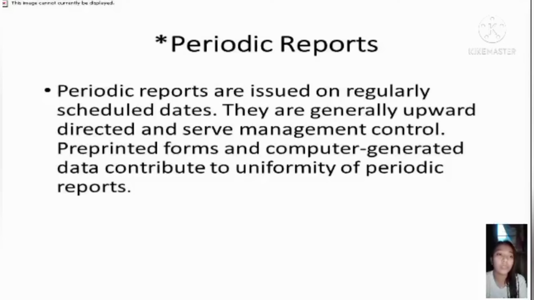Next is periodic report. Periodic reports are issued on regularly scheduled dates. They are generally upward directed and serve management control. Pre-printed forms and computer-generated data contribute to uniformity of periodic reports. A periodic report is a feature that periodically summarizes data and logs the summarized result. The feature summarizes data hourly, daily, monthly, or at certain intervals, and then logs the result. The early results are discarded.